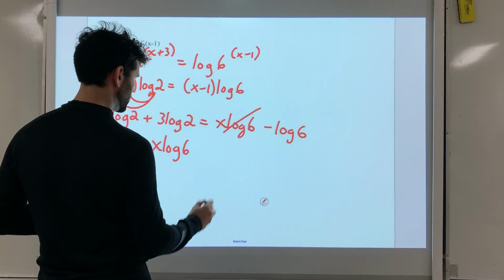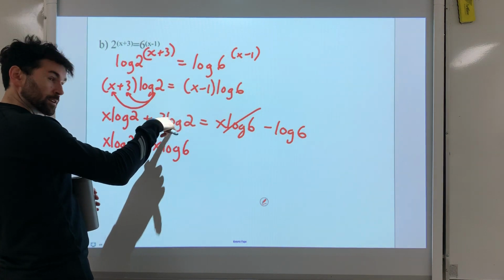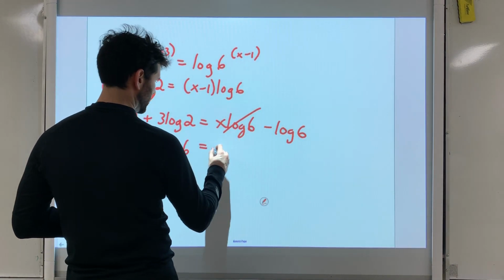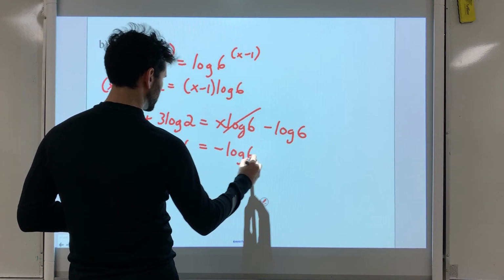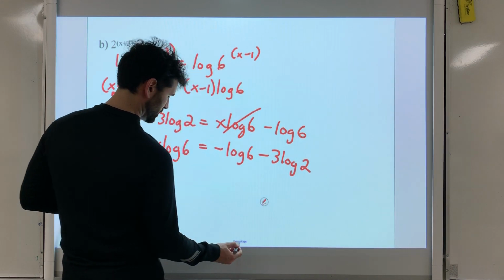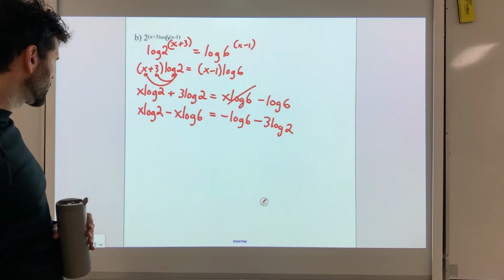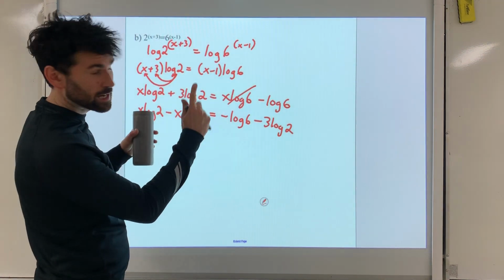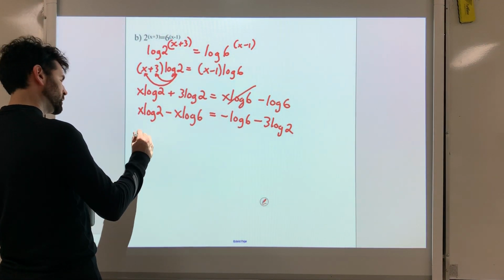So on this side, that's gone. I'm going to also get rid of this number, so I'm going to subtract 3 log 2 from both sides. So over here I have negative log 6, subtract 3 log 2. We're almost there. Now remember, you're trying to solve for x. So what's the only thing these two things have in common? They have x in common. So pull out the x.